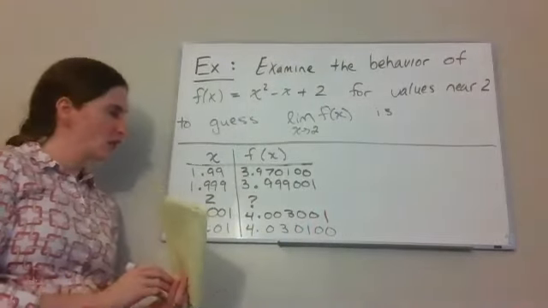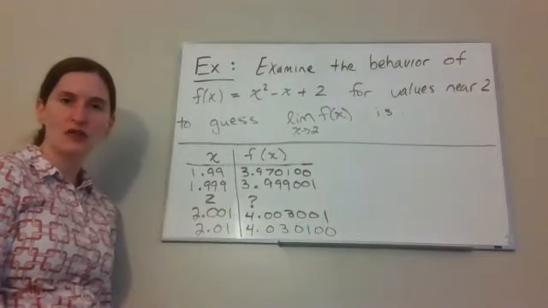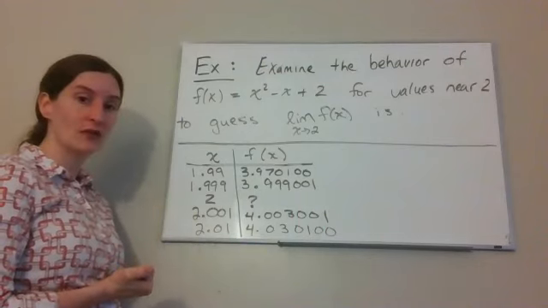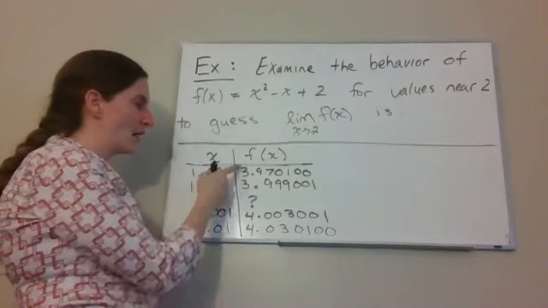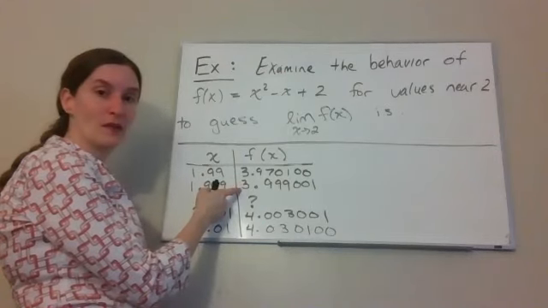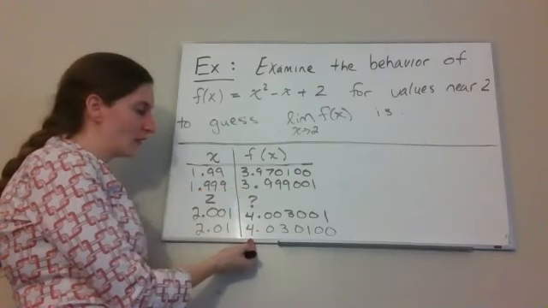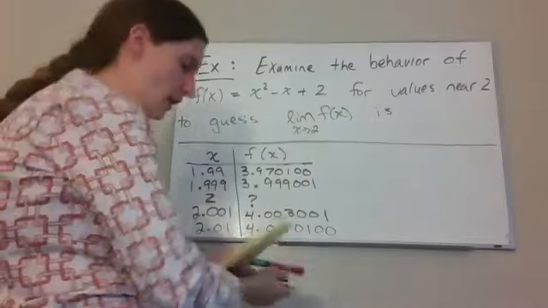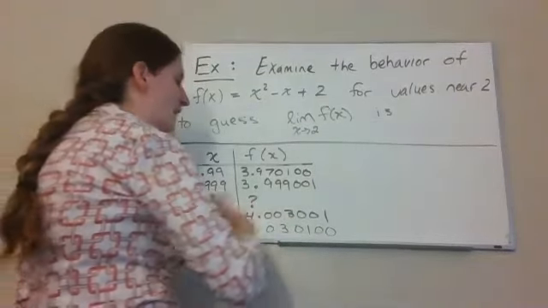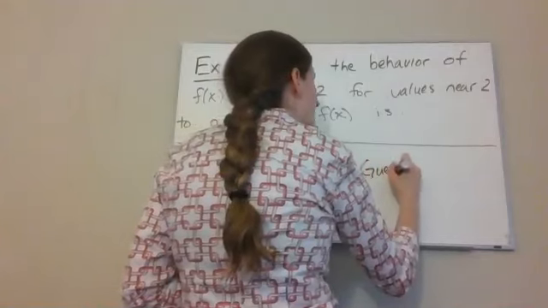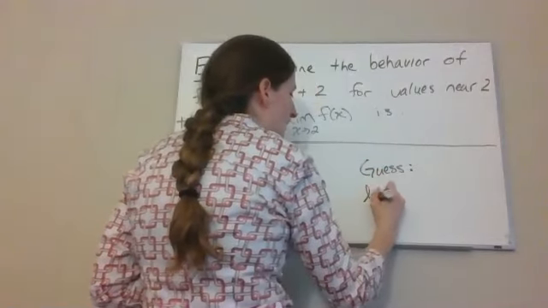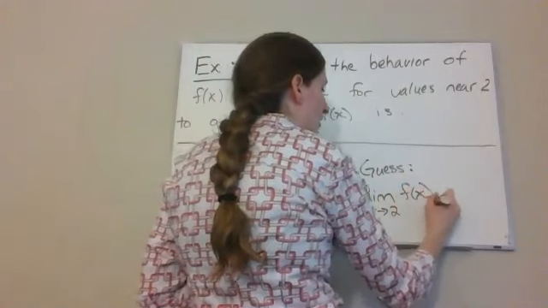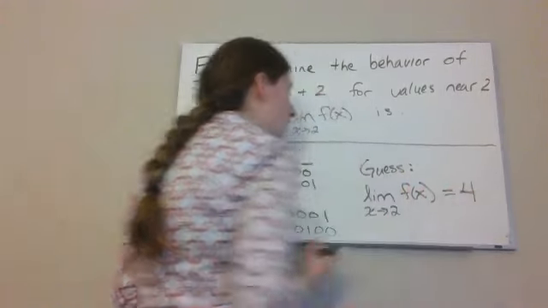And when I plug in 2.01, we have 4.030100. So just looking at these values near 2, we can make a guess for what the limit as we approach 2 is equal to. Notice on one side, I'm getting closer and closer to 4 from numbers slightly smaller than 4. And on the other side, I'm getting closer and closer to 4, but my numbers are slightly bigger than 4. So our guess, looking at this information, is that the limit as x approaches 2 of this particular function is going to be 4.